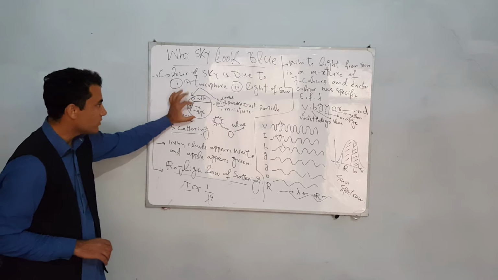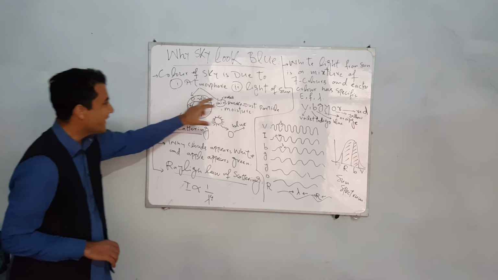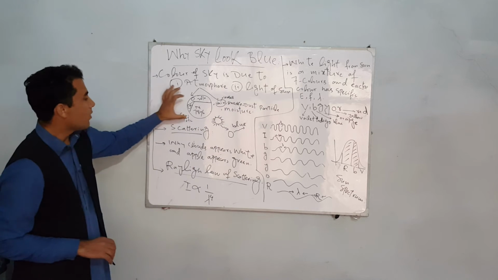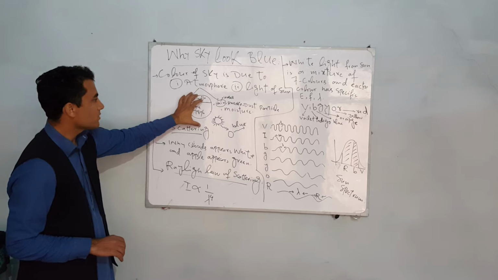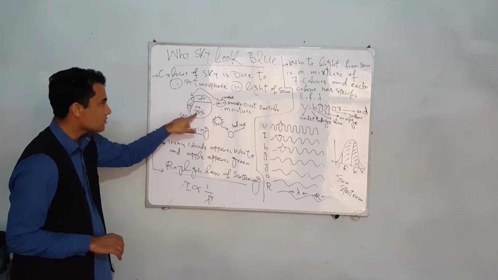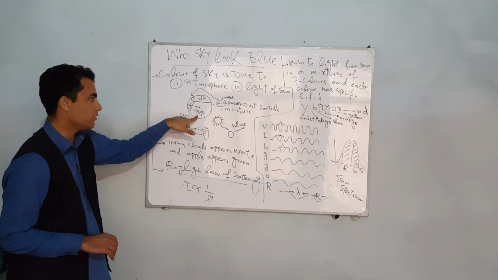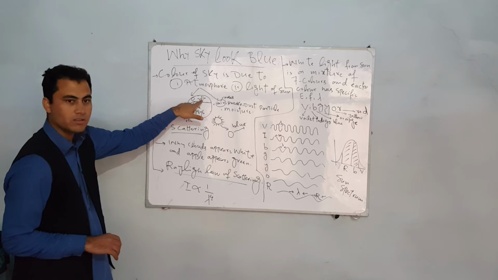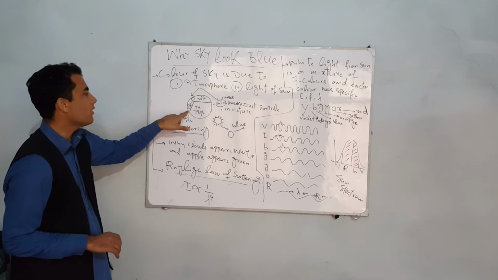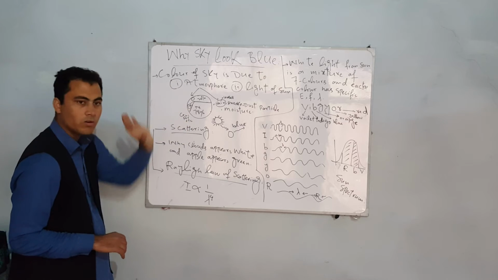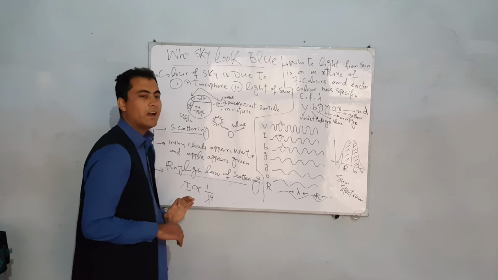Our atmosphere possesses gases, smoke, dust particles, and moisture. Our atmosphere consists of air, and air consists of different gases like nitrogen, which is 78% of the atmosphere, 20% oxygen, and the rest of the other gases like carbon dioxide and argon make up only 1% of our atmosphere.